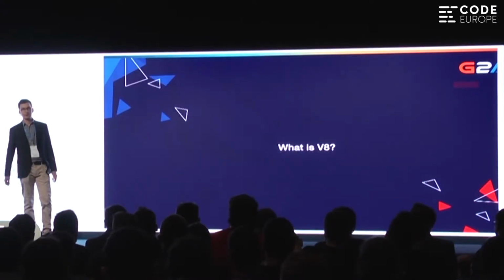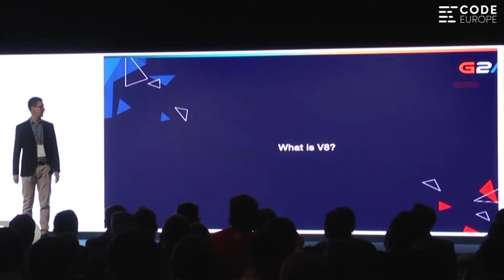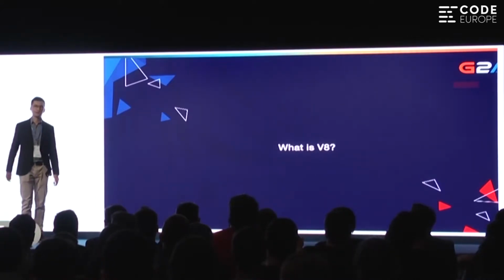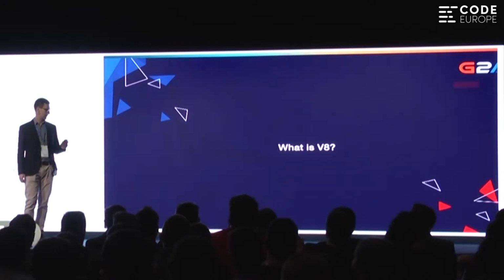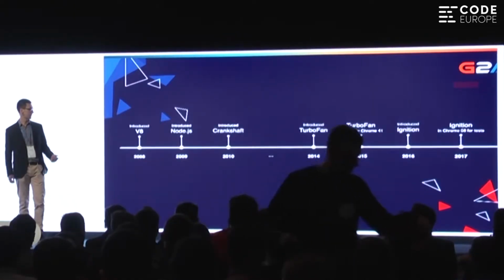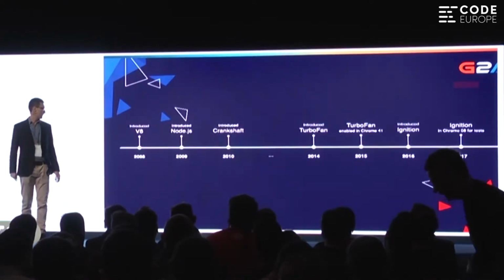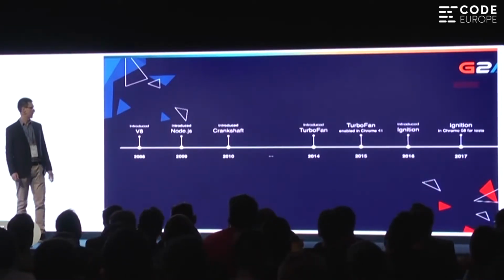V8 is a JavaScript engine, which is just executing your code. It's open source, but it's mostly developed by the Google team. It's used in, for example, Opera, Chrome, Vivaldi, Node.js. And now let's see some of the most important events.